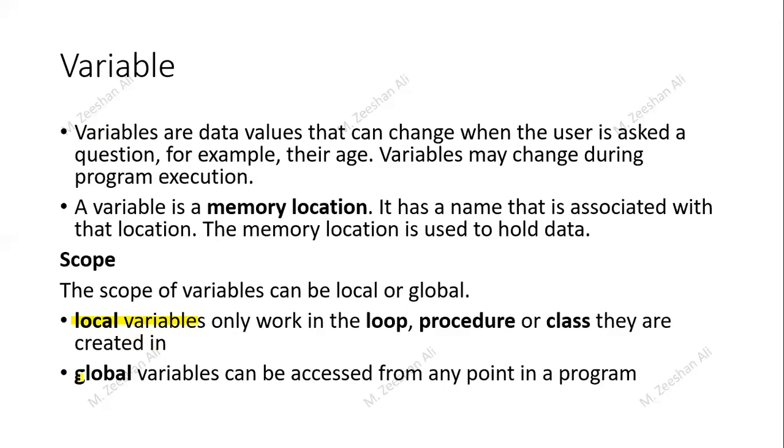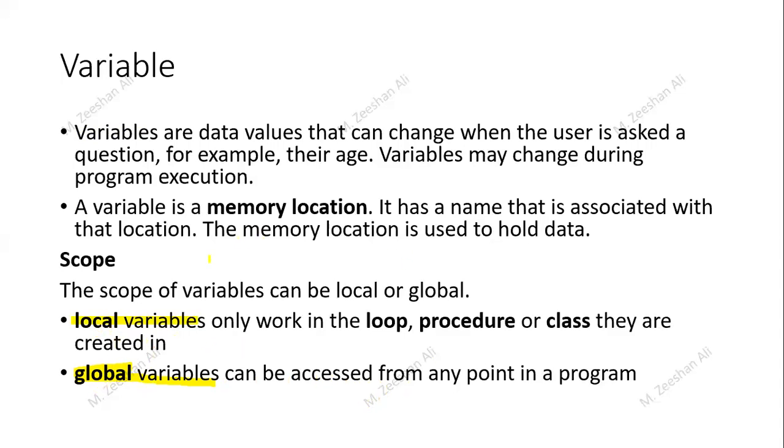The second one is called a global variable. A global variable is used in the whole program. A program can be a collection of different procedures and classes. So if you are using a variable in one class, it is a local variable. But if the variable is going to be used in different classes in the same program, it will be considered a global variable. These are the main two differences between the local variable and the global variable.